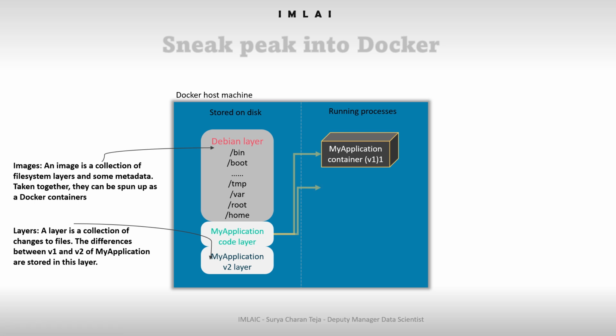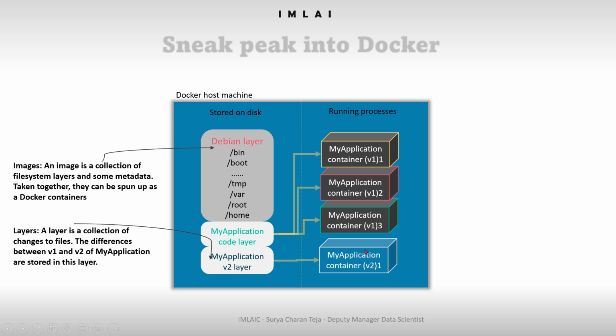If you run it again with a slight modification, we will get container version 2, and if you run it again, we'll get container version 3. Like that, you can run any number of containers from the same image with slight modifications. These are all version 1 of three containers, and after that you have made some changes, added new services into your Docker image, and then you run it, and you get my application container version 2.